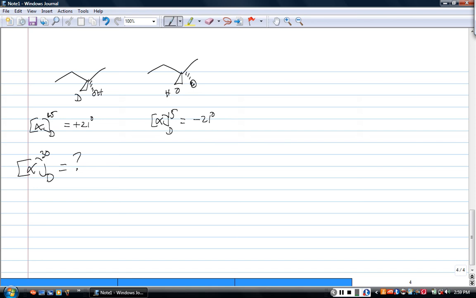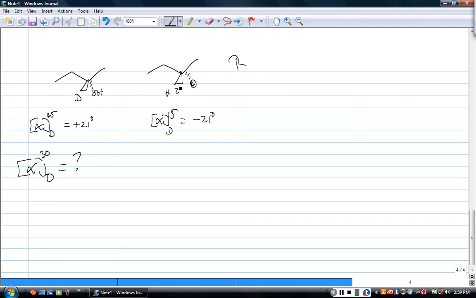Now, the third point is the following. If I look at this compound, this is first priority, second priority, third priority. So this, in fact, is the R compound. This is the R enantiomer. So does the R enantiomer, where we are going from first to second to third in a clockwise direction, does the configuration of this site have any bearing on the direction of rotation of plane polarized light? And the answer is none whatsoever.